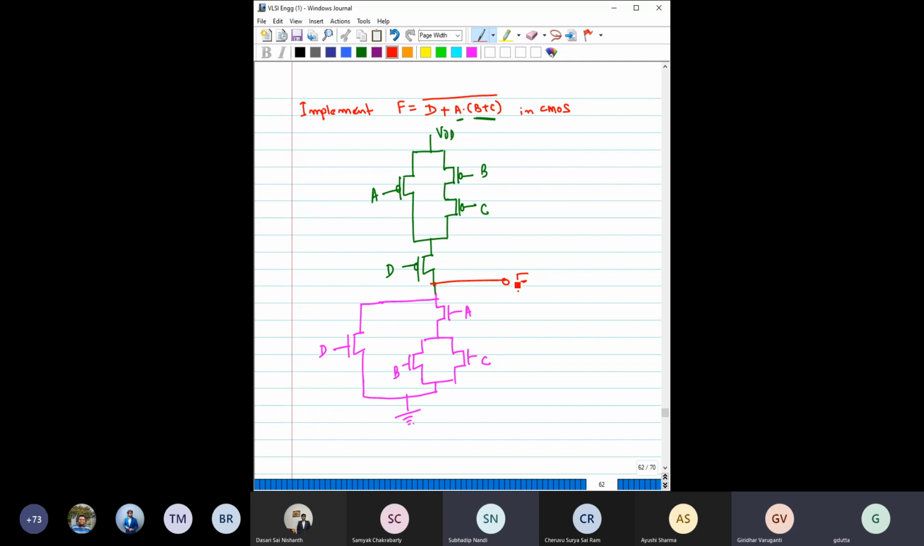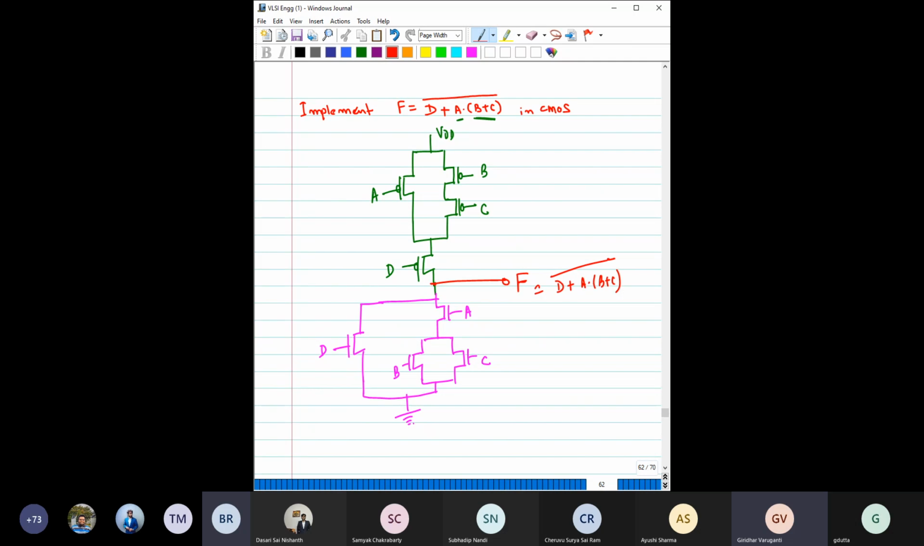Yes. The result would be F. This F itself is the complement. F is this. So if you want this F bar, then we have to use another inverter. Means if you want to get D plus A dot BC without this bar, then you have to use an inverter after that. Otherwise, this would give you this only: D plus A times B plus C, whole bar.